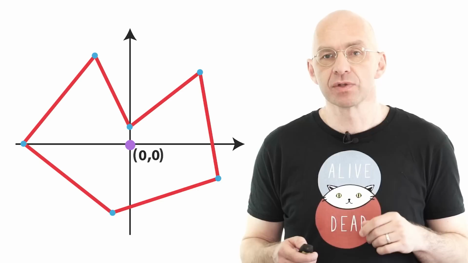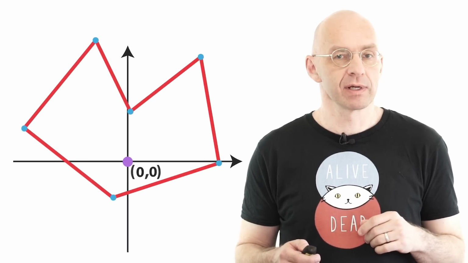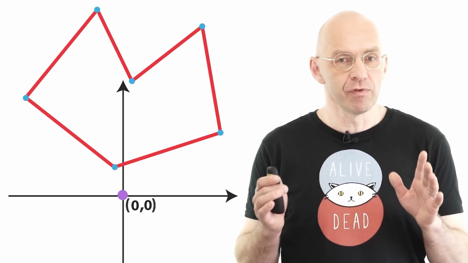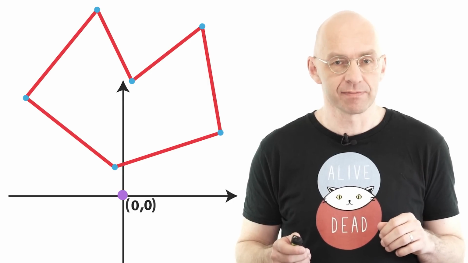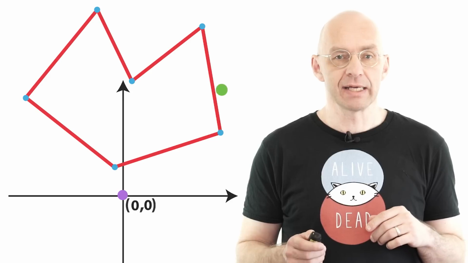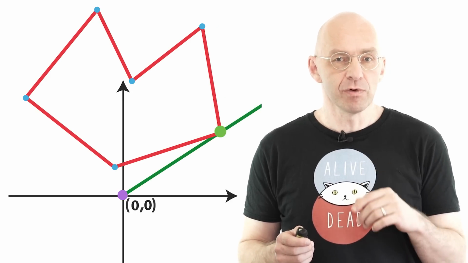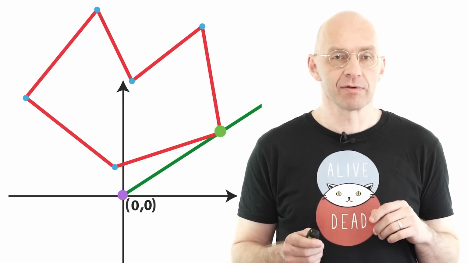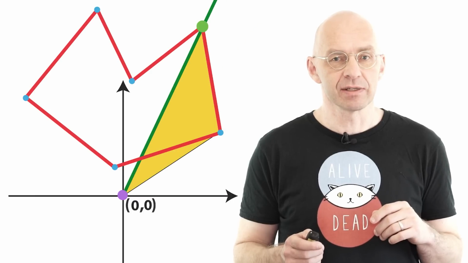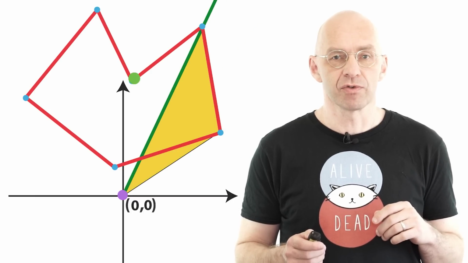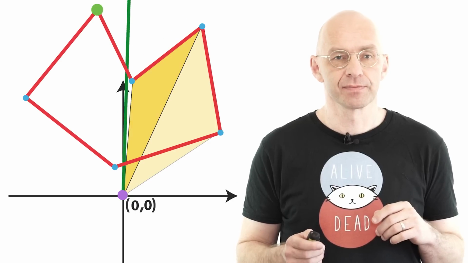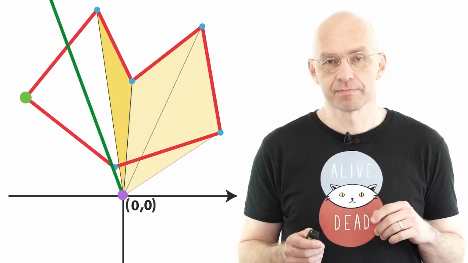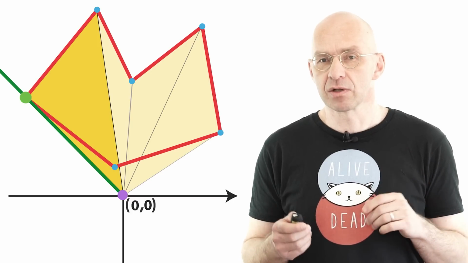But let's shift it so that the point 0,0 is no longer inside. I'll again move around the curve and highlight the triangles whose area the shoelace formula adds. This time, let's start here. As we move around the curve in the counterclockwise direction, the green radius, which chases us, also rotates around 0,0 in the counterclockwise direction. Something does not look right here.